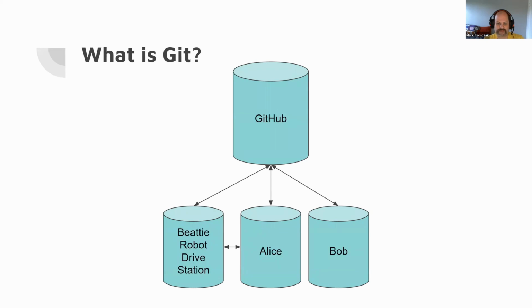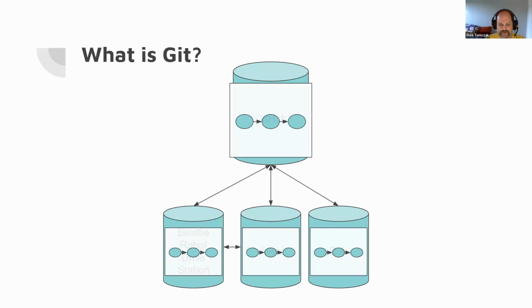Bob can have a copy, Alice can have a copy. We'll have a copy running on the driver station for the robot. And then we have a central copy up in GitHub, and all of these are their own copy. When you use a system like GitHub, in practice, it tends to centralize your information, but be aware that the fact that it's distributed is key to the way Git operates.